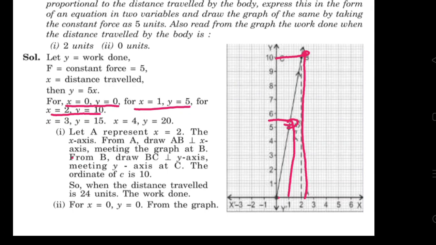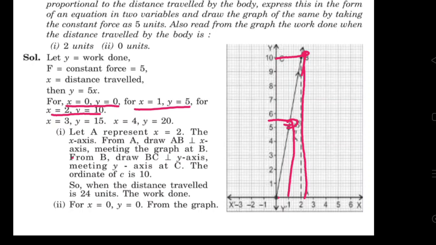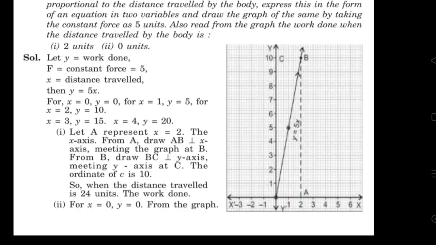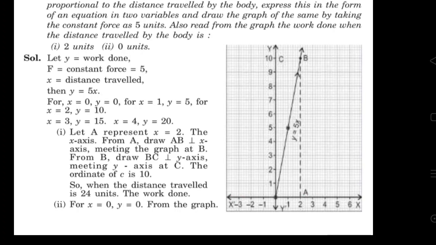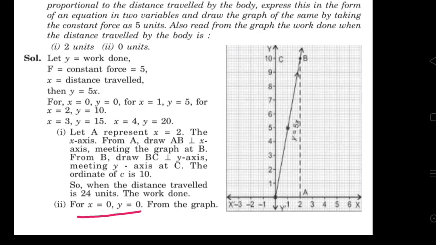So the graph passing through these points is a linear equation, and its perpendicular AB is on the x-axis. For x equals 0, y equals 0 from the graph.